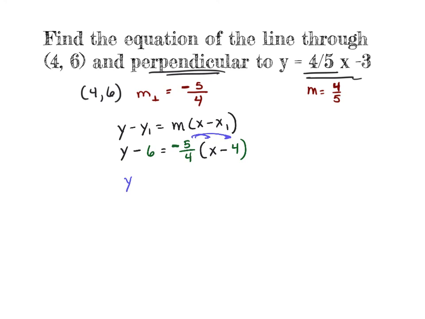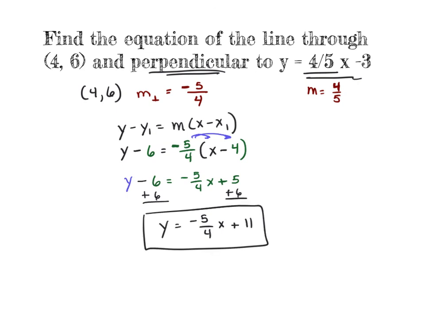Y minus 6 equals negative 5/4 x. And that's going to give me positive 5 when I multiply negative 5/4 times negative 4. And I just have to add my 6 to both sides, and my y will be alone. So y equals negative 5/4 x plus, in this case, 11. And we are done.